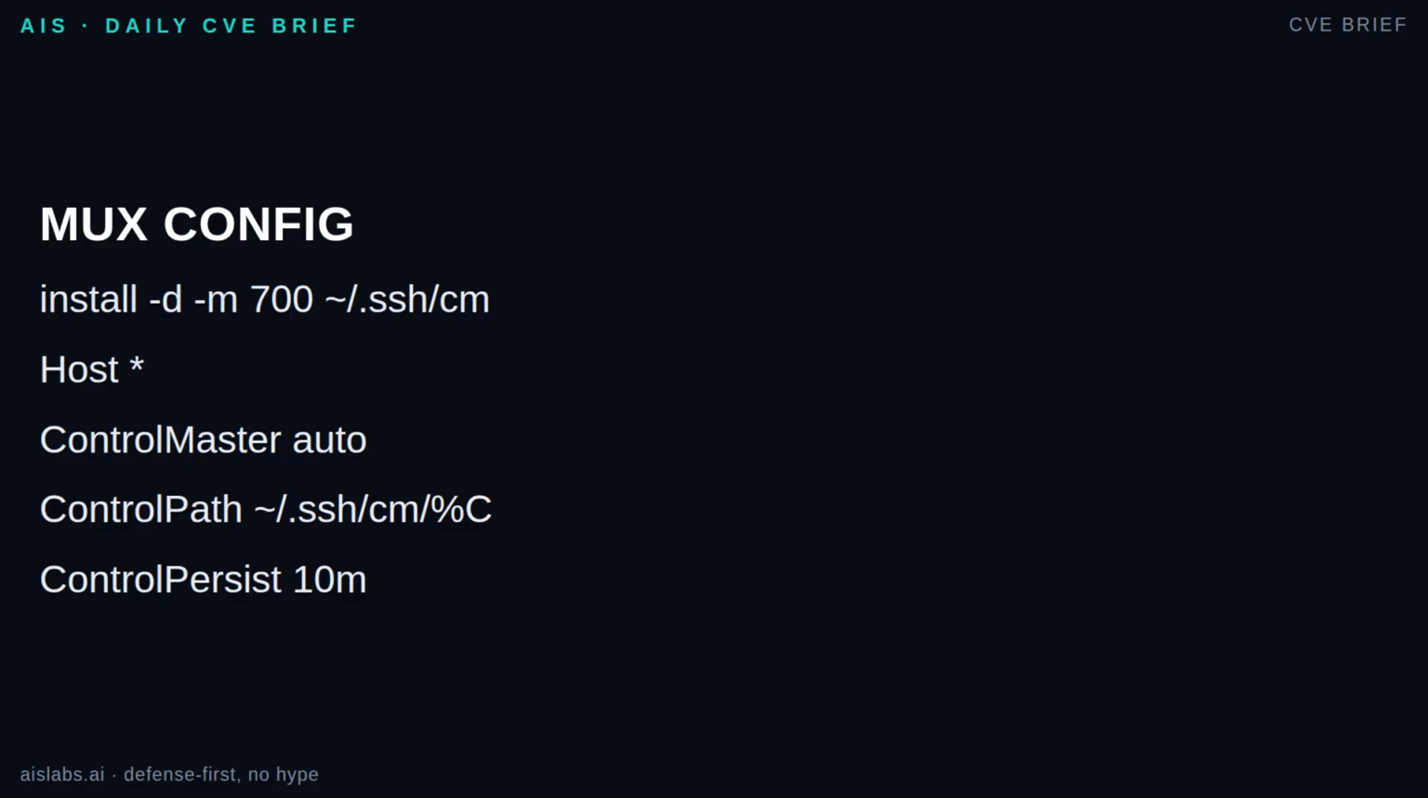ControlMaster auto means use an existing master when possible, otherwise create a normal connection that can become the master. ControlPath names the local socket. %C is OpenSSH's hashed connection token, safer than long readable paths. ControlPersist 10m keeps the master alive after your command exits.